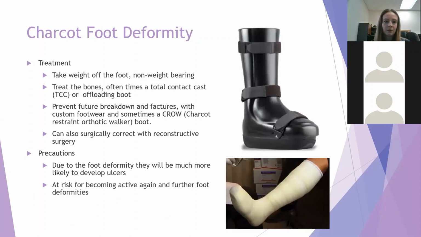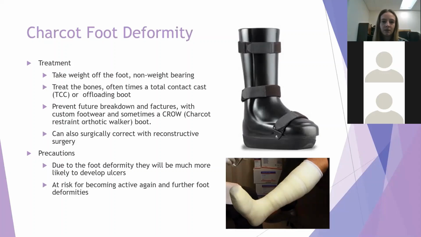So the treatment for those is you need to take weight off the foot, and that's typically for them being non-weight bearing for a period of time. You're going to treat the bones oftentimes with a total contact cast or an offloading boot. The total contact cast is the one at the bottom, and that's designed to conform to the foot, keep the bones where they're at, and also, if they do stand on their foot, take the pressure from the bottom of their foot and transfer it up through the tibia. And that's actually also used for healing diabetic foot wounds too.